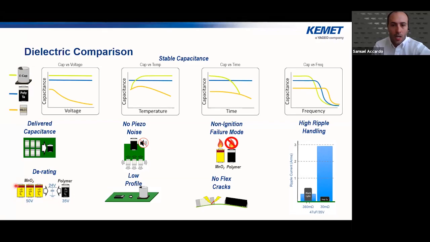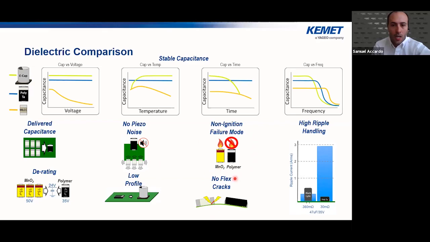Looking at derating, the derating of the tantalum polymer is going to be 10 to 20%, while the MnO2 is going to be 50%. So on a 24-volt rail, you could use a 35-volt part as opposed to 50-volt MnO2s. It has a low profile. It also doesn't have flex cracking. It doesn't have the piezo noise or electrostriction that an MLCC will have. It has a non-ignition failure mode.